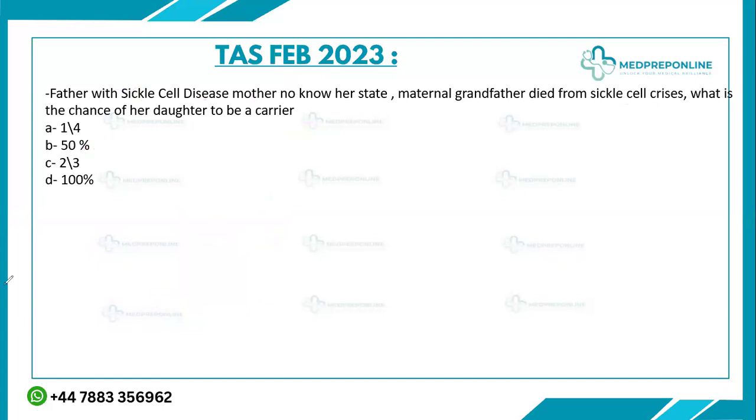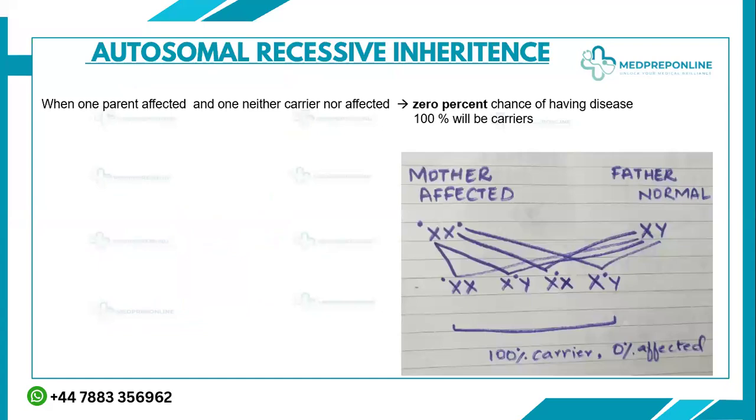Okay, now jumping towards another condition, when one parent is affected and one is neither a carrier nor affected. Suppose the mother is affected, having two genetic mutations, and the father is completely normal, neither carrier nor affected. What will happen in that case? Now let's see the crosses. So X to the X, one gene mutation, X to the Y, one gene mutation. Then X to X is one gene mutation, X to Y, one gene mutation.